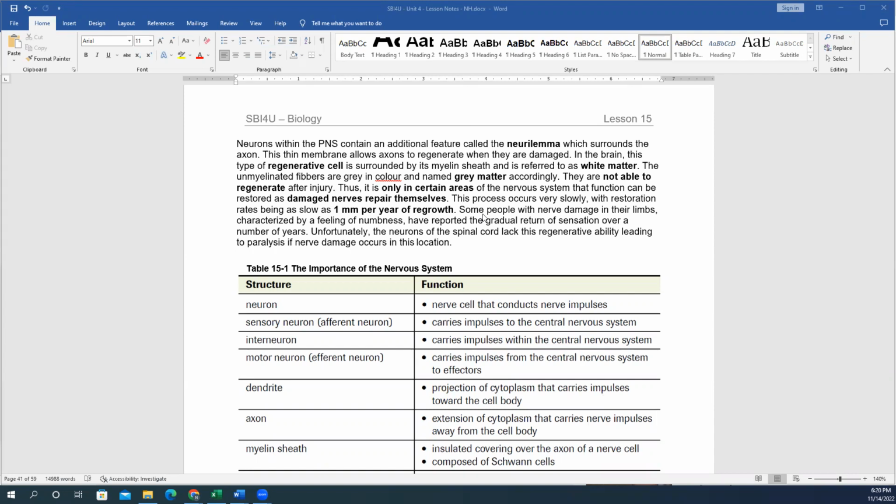Sometimes some people that have nerve damage in their limbs, you have that feeling of numbness, and very, very gradually, slowly sensation and feeling comes back after a number of years. But unfortunately, those neurons that are in the spinal cord don't have this type of regenerative ability. So oftentimes, if the nerves of the spinal cord are damaged, this leads to paralysis.